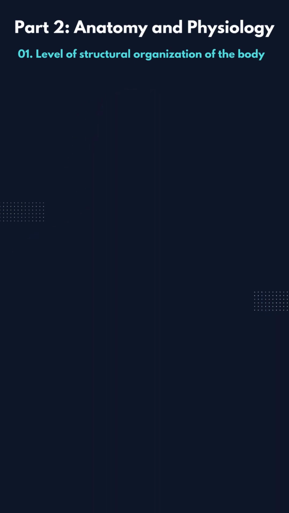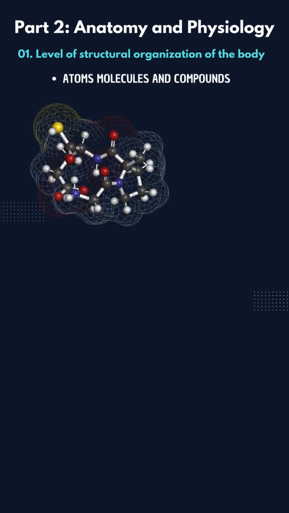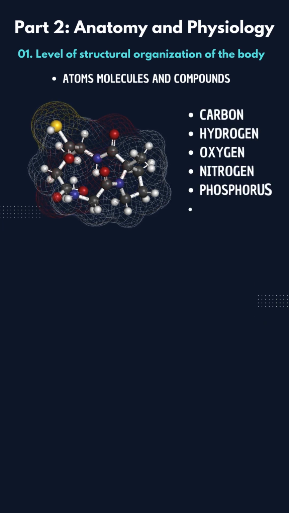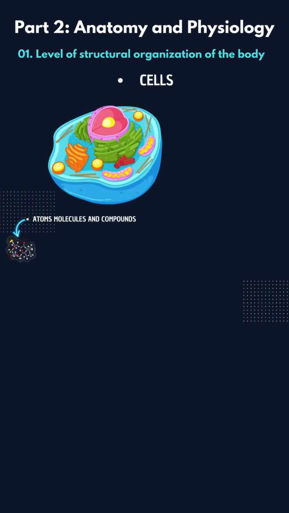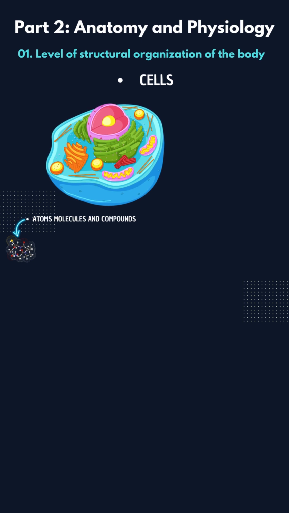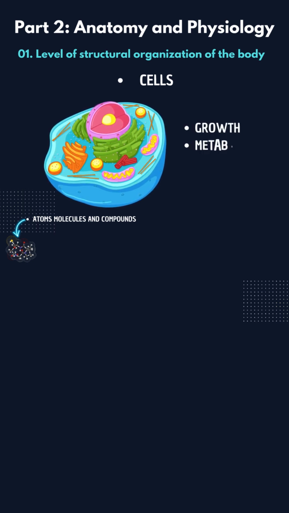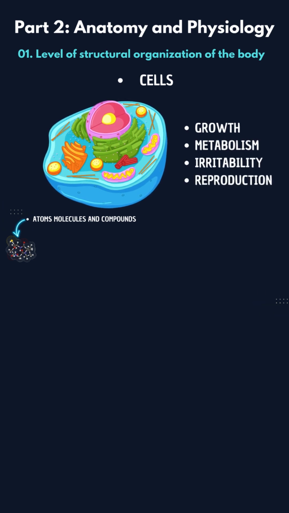First structural level of organization is atoms, molecules, and compounds. At its simplest level, the body is composed of atoms. The most common elements in living organisms are carbon, hydrogen, oxygen, nitrogen, phosphorus, and sulfur. Second structural level of organization is cell. The smallest independent units of life. All life depends on the many chemical activities of cells. Some of the basic functions of cell are growth, metabolism, irritability, and reproduction.